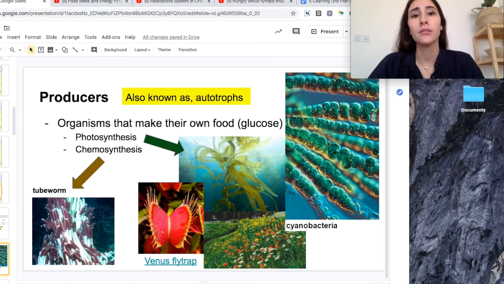Producers are also known as autotrophs, and these are basically organisms that have the ability to make their own food. They can do that in their cells. So usually this food is in the form of glucose. And there's two ways that organisms can do that. Most likely, the majority of producers will use photosynthesis. So things like aquatic plants, cyanobacteria, and just the general types of plants that you see day to day, these are going to be using photosynthesis to produce their energy.